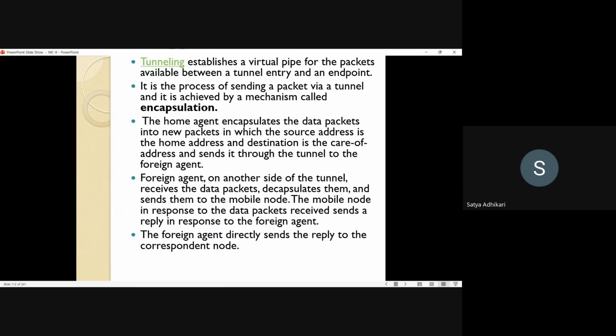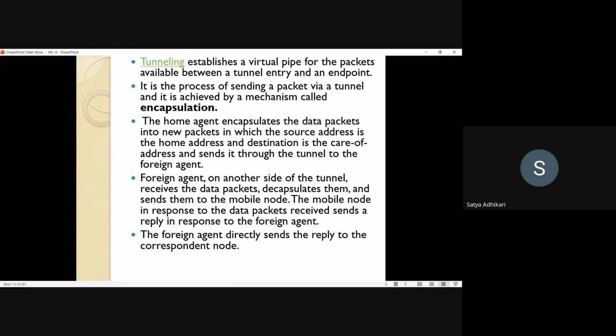The process of sending a packet via a tunnel is achieved by the mechanism called encapsulation. So the care of address along with the data, along with the home address, behaves as a single unit, tied in a single unit. The process is known as encapsulation.